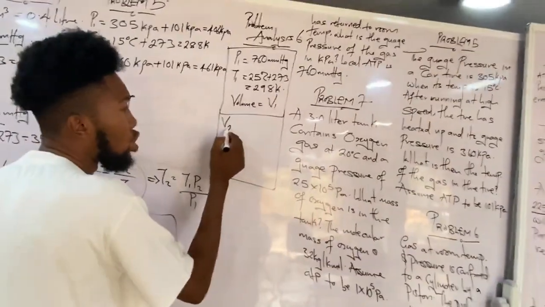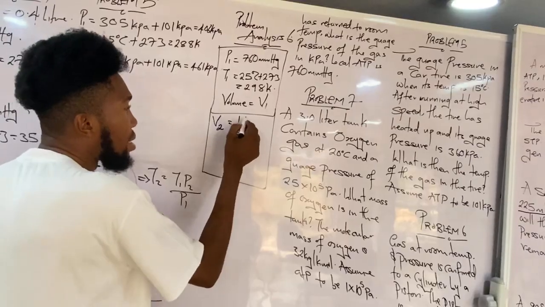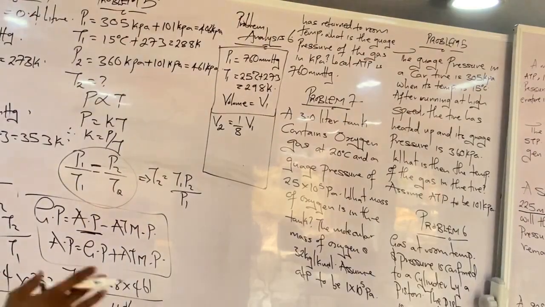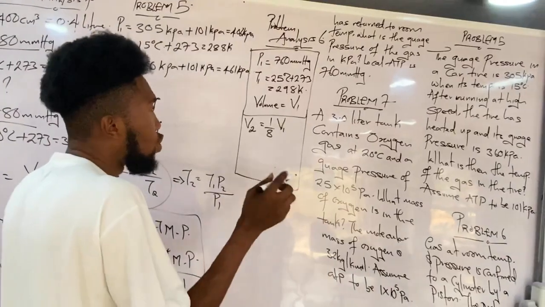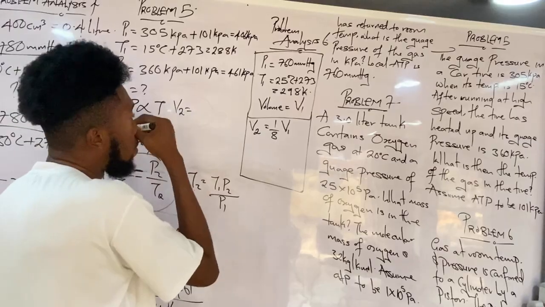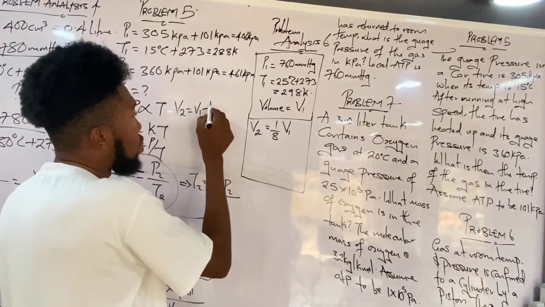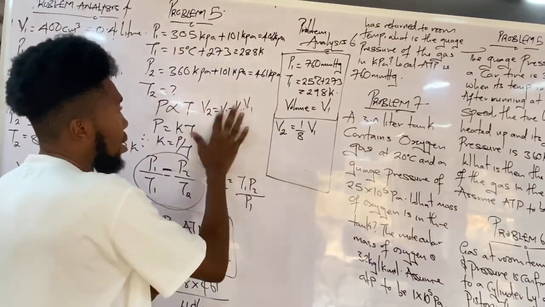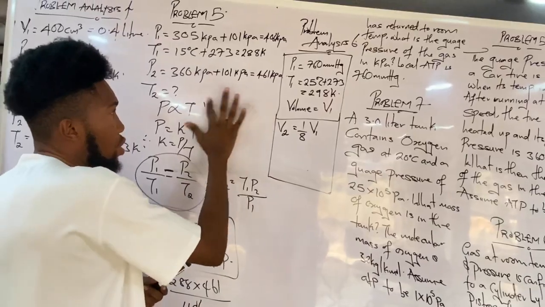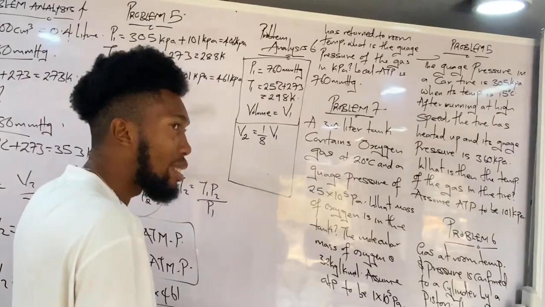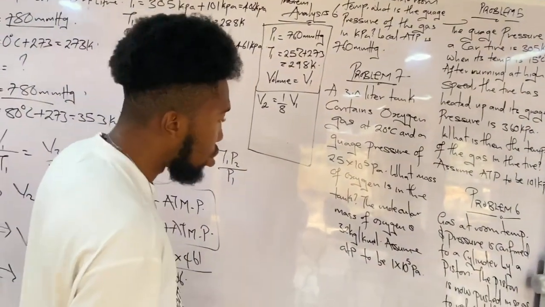That means V2, the new volume, is 1/8 of the former volume. Please take note: if they had said it's reduced by 1/8, then V2 would have been equal to V1 minus 1/8 V1. But now they said it reduced to, so the new volume was actually 1/8 of the initial volume. Good.